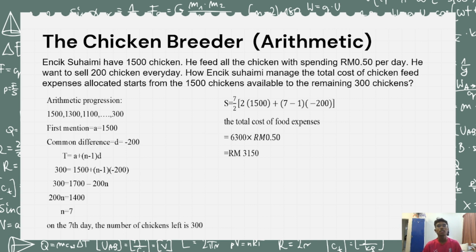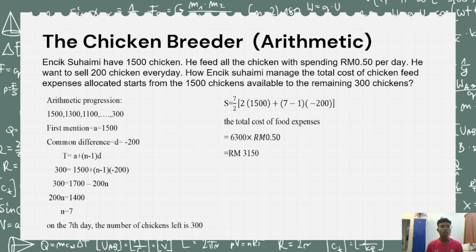the remaining 300 chickens? So, the first step, we start from an arithmetic progression and list the total chickens until 300, and we find the first term, a, which is 1,500 chickens, and the common difference is negative 200.